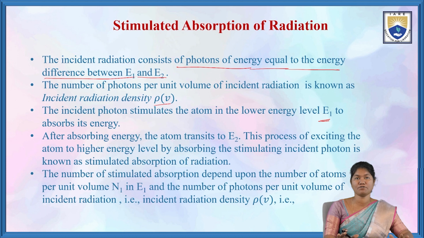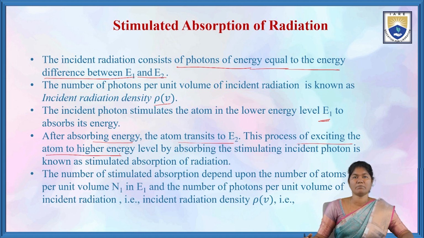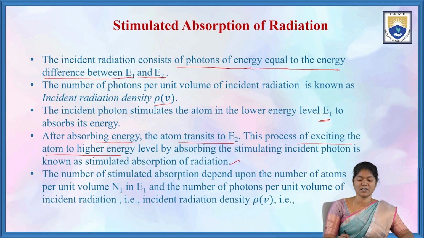So when the incident photon interacts with the atom in the lower energy state, it absorbs the photon's energy. After absorbing the photon's energy, the atom transits to energy level E2. This process of exciting the atom to a higher energy level by absorbing the stimulating incident photon is known as stimulated absorption of radiation.